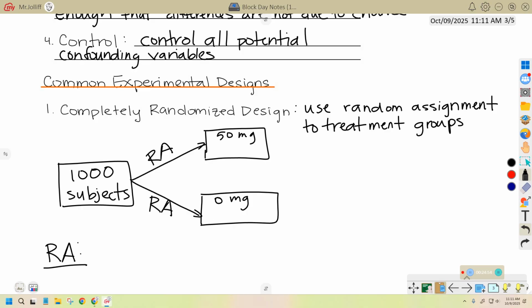I'm going to split up 1,000 people into 2 groups. How many people should end up in each group? 500. I'm going to split them in half. Yeah. So this should be 500 subjects. This should be 500 subjects. If you have an odd number of people, one group will have one more than the other. That's not a huge deal. Please don't try and cut people in half and put 0.5, 0.5. That's bad.